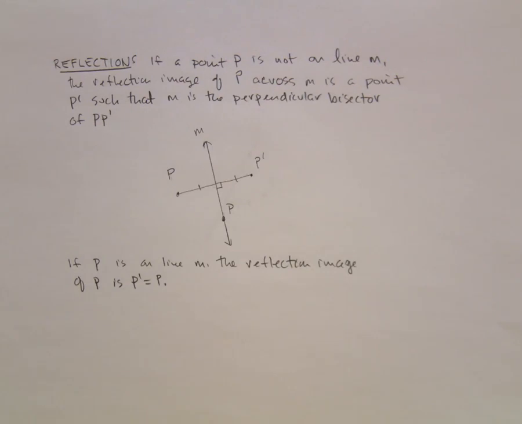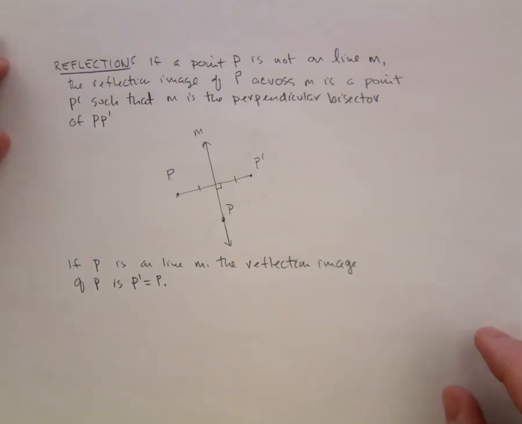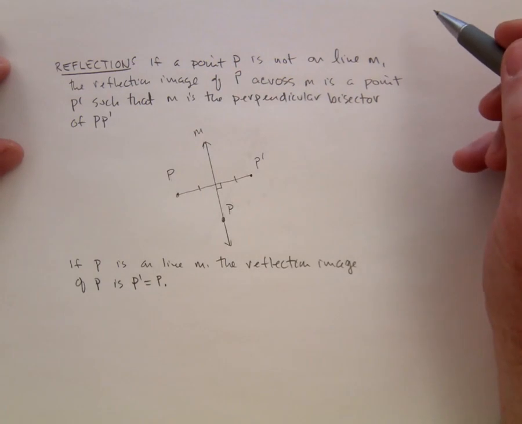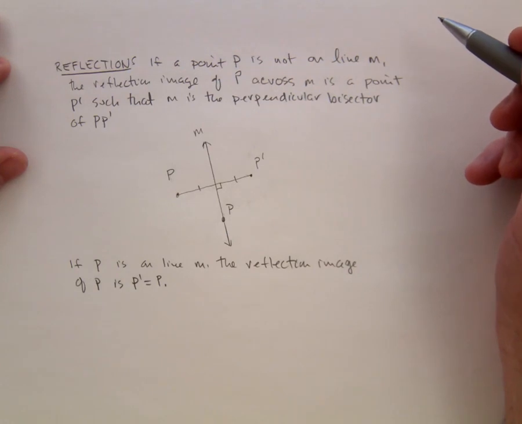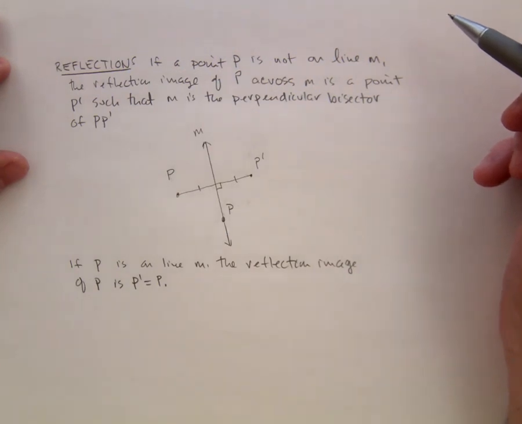In this video, we will take a look at reflections. And reflection is a type of transformation that works as follows. If a point P is not on a line M, the reflection image of P across line M is a point P prime, such that M is the perpendicular bisector of P prime.